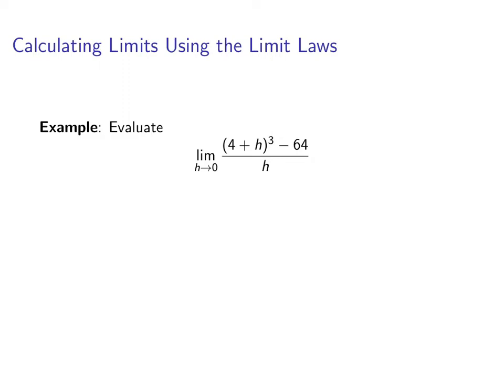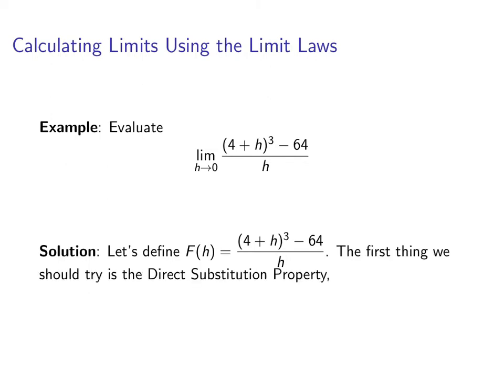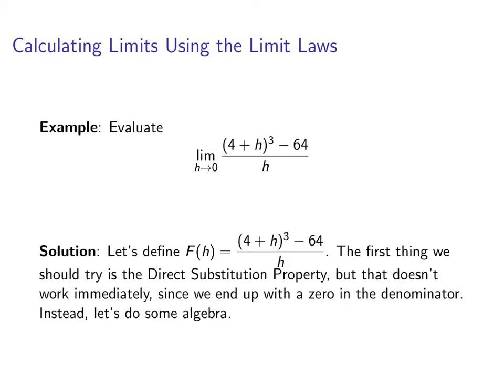Hello, calculus fans. Let's evaluate the limit as h approaches 0 of ((4 plus h) cubed minus 64) over h. Let's define f of h to be equal to this expression. And the first thing we're going to try is the direct substitution property. It's the thing we should always try first. Sadly, it doesn't work because we end up with a 0 in the denominator. So let's do some algebra.